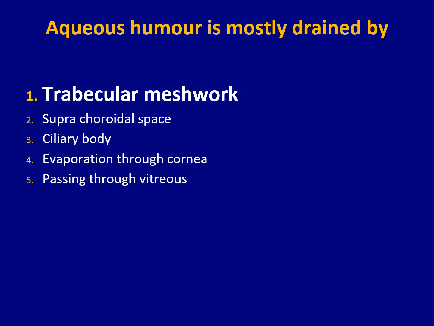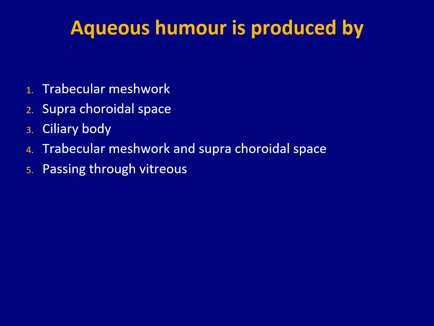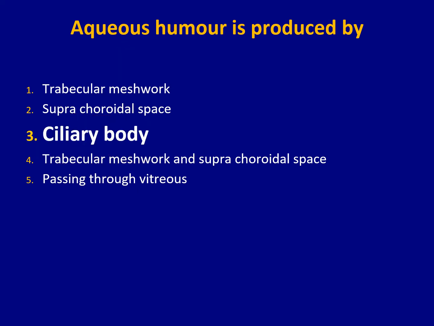Next MCQ. Aqueous humor is produced by. Look at the 5 options. That's a drainage site, that's a drainage site, that's drainage, that's not a normal site. So the ciliary body is the one that produces the aqueous humor, so that would be the correct answer. And ciliary body is the correct answer.